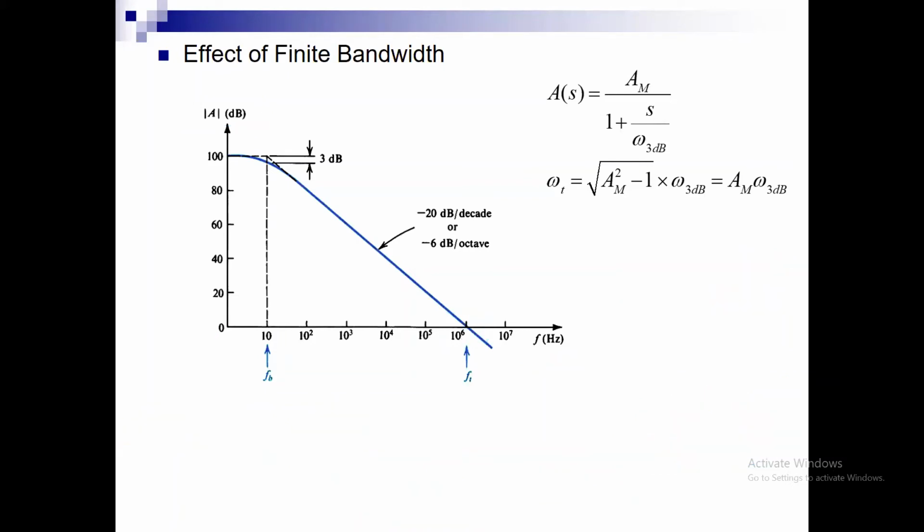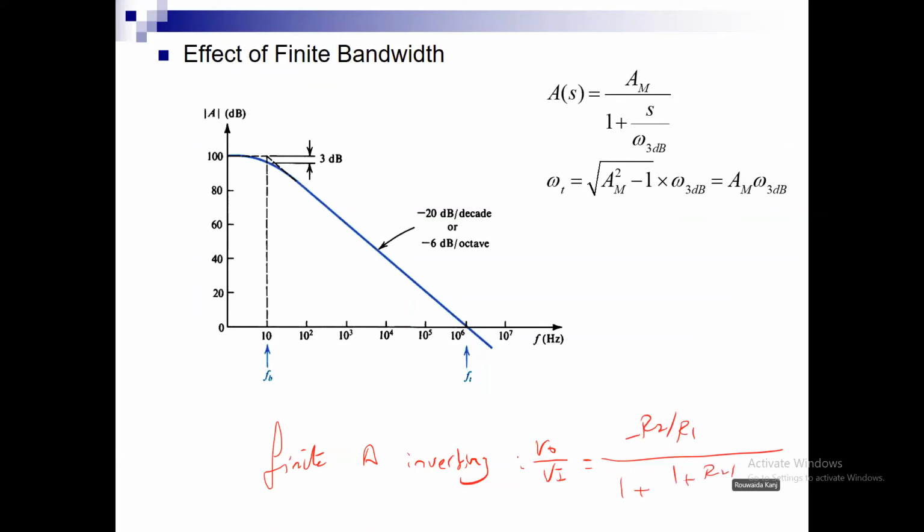Now, if you recall, for the inverting configuration, we said that the gain for the amplifier with finite A came out as VO over VN equal to minus R2 over R1 over 1 plus R2 over R1 over A. Now all of a sudden this A has become an A of S.